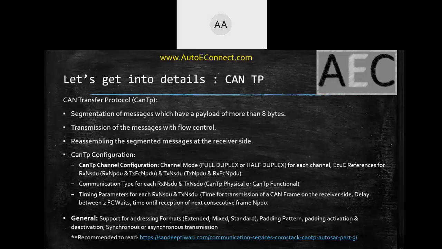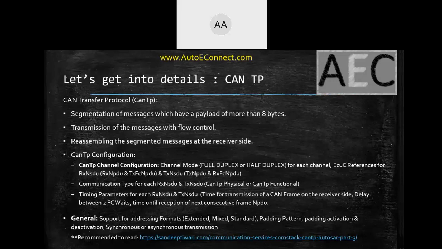configurations. And for each RX NSDU and TX NSDU, you will have to again select the communication type, whether you want that to be a physical communication or a functional one. Whenever there is a request, you would have heard about the functional request and the physical request. So here you have to configure for each RX NSDU and TX NSDU whether it is going to be a functional communication or a physical type of handling.